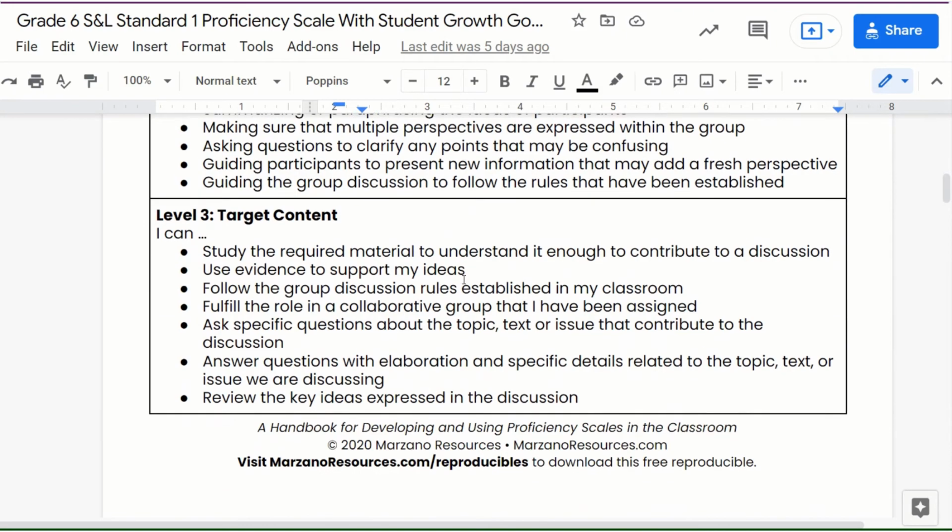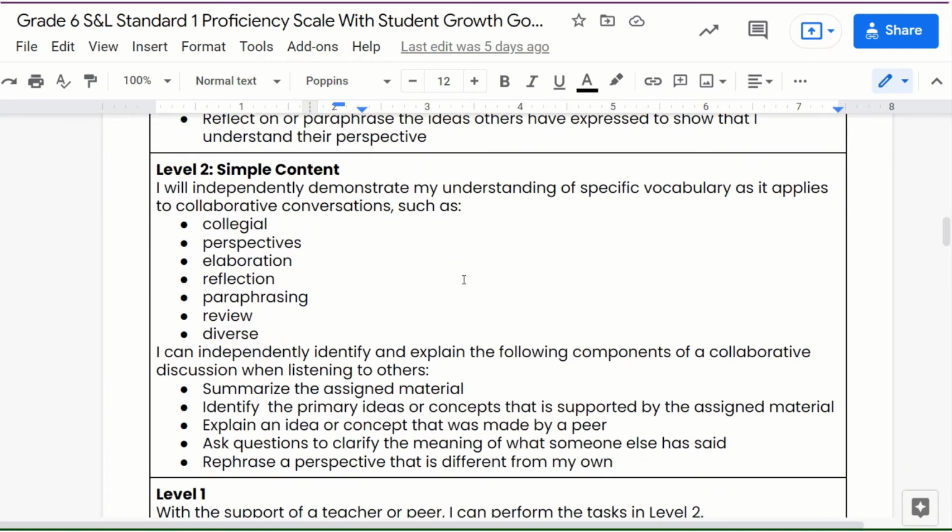So what we're looking at here for the first part of level 2 is students will independently demonstrate their understanding of specific vocabulary as it applies to collaborative conversations. Now, what I will do is change this to an I can statement. I can independently demonstrate my understanding of specific vocabulary as it applies to collaborative conversations or discussions, as the standard language says, and picked out some of these. And once again, some of these words are words that sixth graders will have heard, but do they have a functional definition of those words?